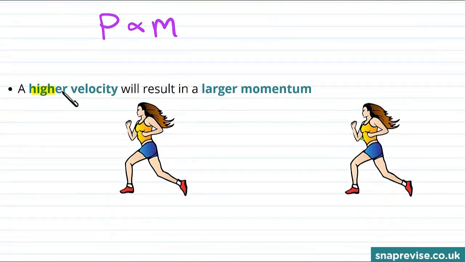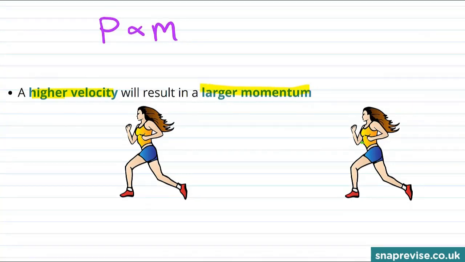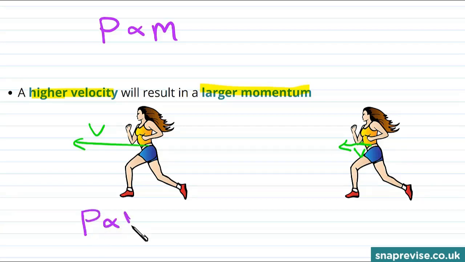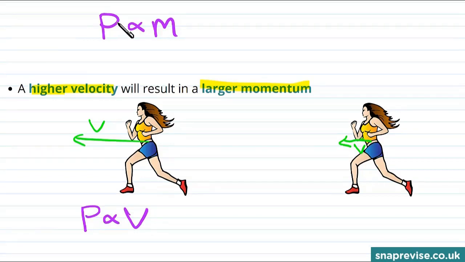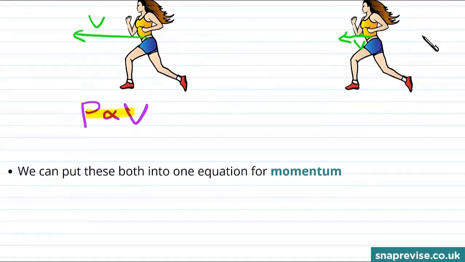In particular, objects with a higher velocity have larger momenta. So if we were running faster, we would have more momentum than if we were running slowly. And again, the mathematical way to write down this statement would be to say that the momentum is proportional to the velocity. Now we have two proportionality rules here, and it turns out we can put both of these proportionality rules into one equation for the momentum.